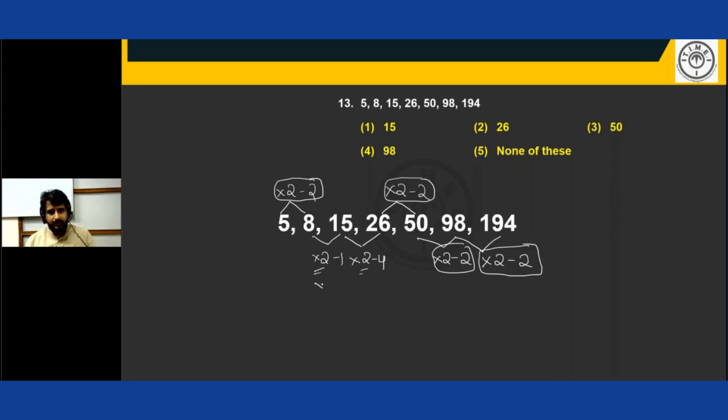Now let's check it. Into 2 minus 2 here. So 8 times 2 is 16, minus 2 is 14. So 15 is replaced by 14. Now 14 times 2 is 28, minus 2 is 26. Perfectly matching. So the wrong number in the series is 15. That is choice 1. And the logic applied is into 2 minus 2.